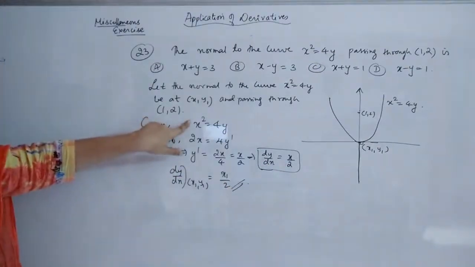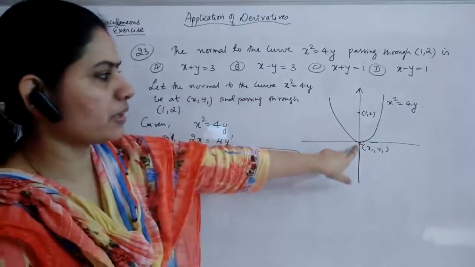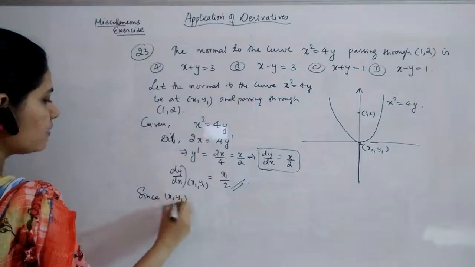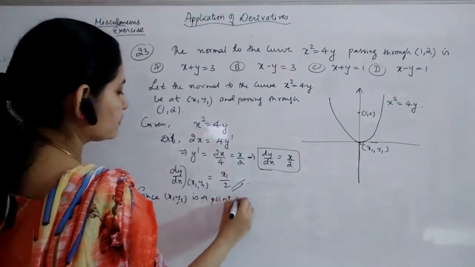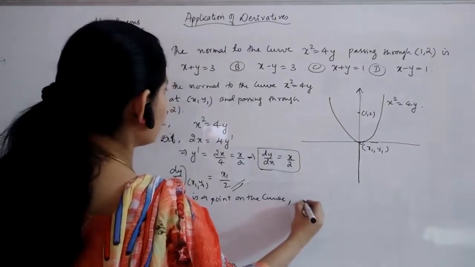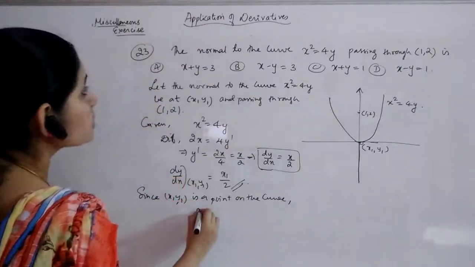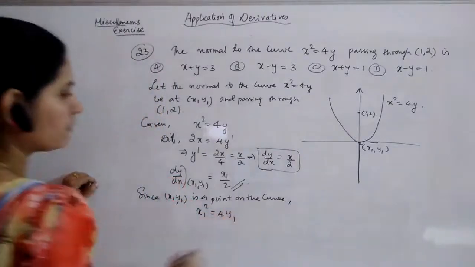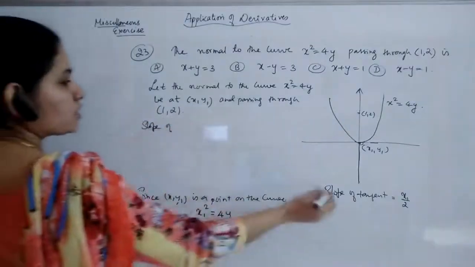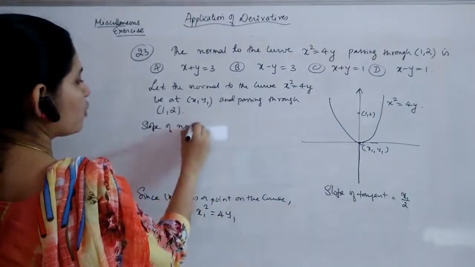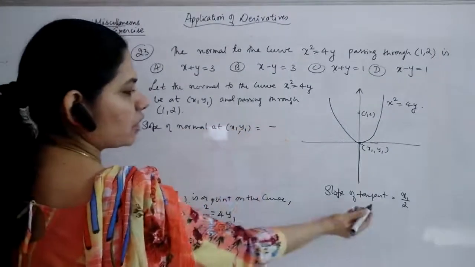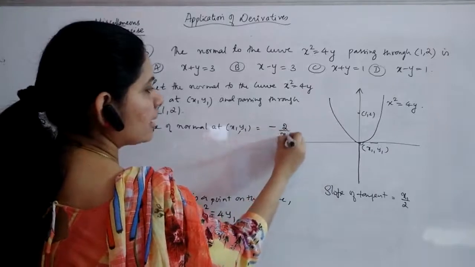Okay, again the curve also passes through the point (x1, y1). So it will also satisfy. Since (x1, y1) is a point on the curve, it will satisfy the equation of the curve. You will get x1 square is equal to 4y1. This will also be satisfied. Okay. Now, since slope of tangent is x1 by 2, you will get slope of normal at the same point (x1, y1), which we have taken, as the negative reciprocal of slope of tangent. So it will be minus 2 by x1.